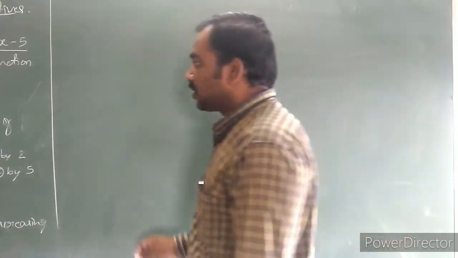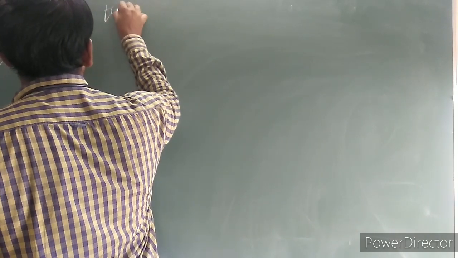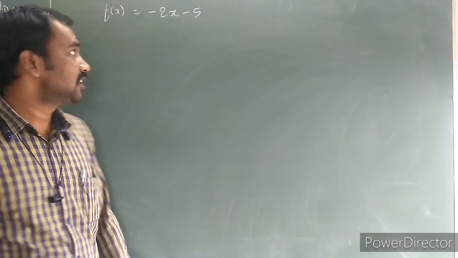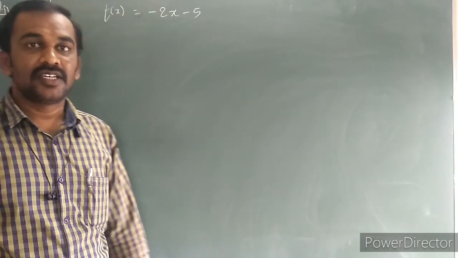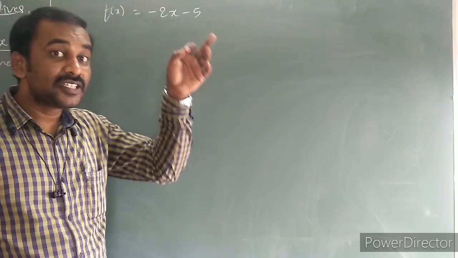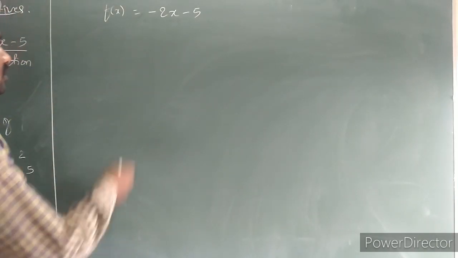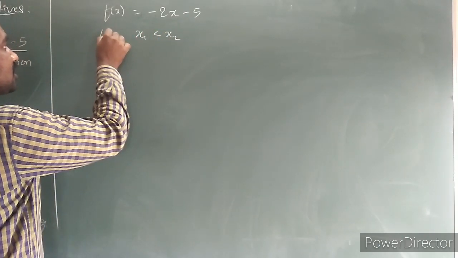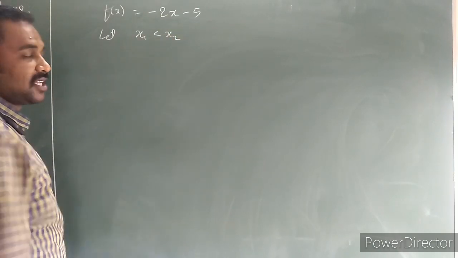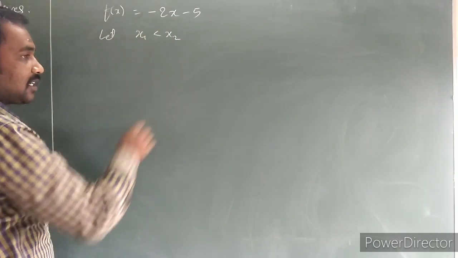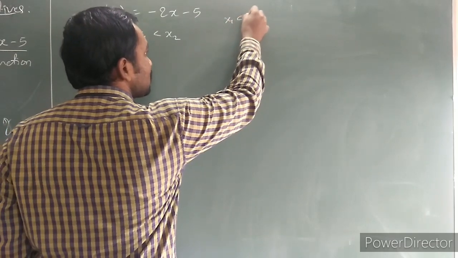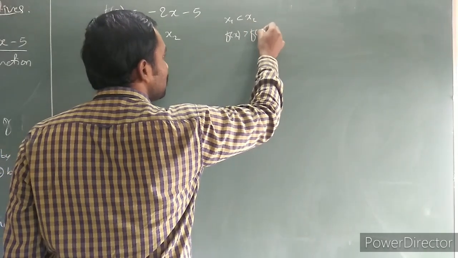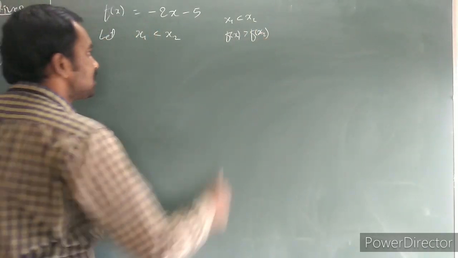Suppose another example: if they give f of x equals minus 2x minus 5, this function is a strictly decreasing function. How? Check it. According to the definition, let x1 be less than x2. Then we have to get f of x1 greater than f of x2 for a strictly decreasing function.